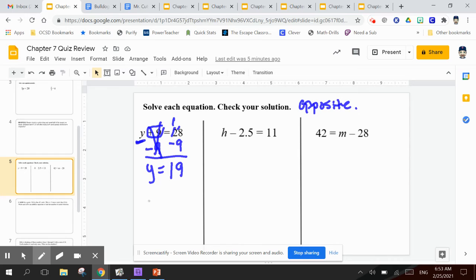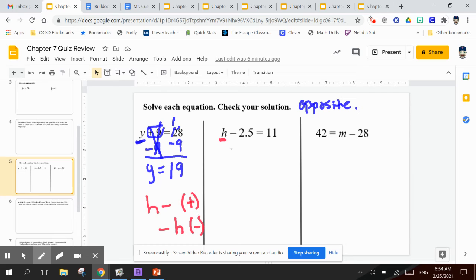Now with my next one, I have h minus 2.5 equals 11. Again, I do the same thing. Remember our rules that if the variable is in front of the subtraction sign, we have to subtract. I'm sorry, we have to add. Checking to make sure you guys are on top of this, because h has to be the bigger number. If h is after the subtraction sign, then we have to subtract. Those are our two rules in subtracting.